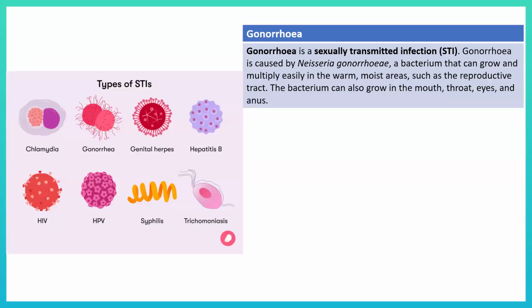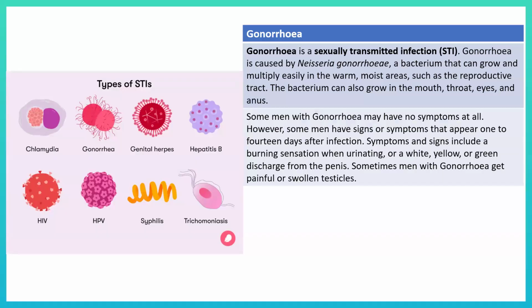So that is cholera. This is gonorrhea. So this is a sexually transmitted infection. This bacterium will grow in warm, moist areas of the body. So it likes to grow in the reproductive tract. It also grows quite nicely in the mouth, the throat, the eyes, the anus, anywhere really that it can get to and stay. So sometimes men with gonorrhea have no symptoms at all.